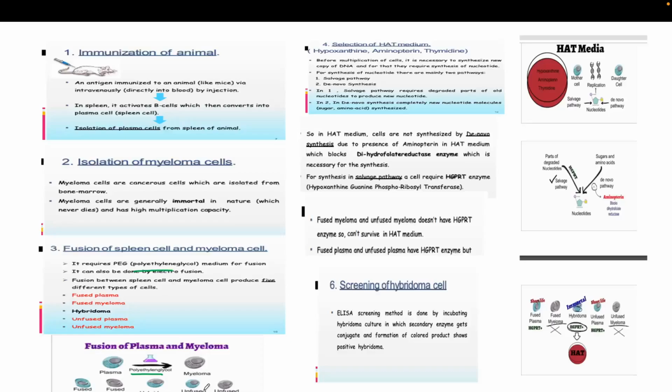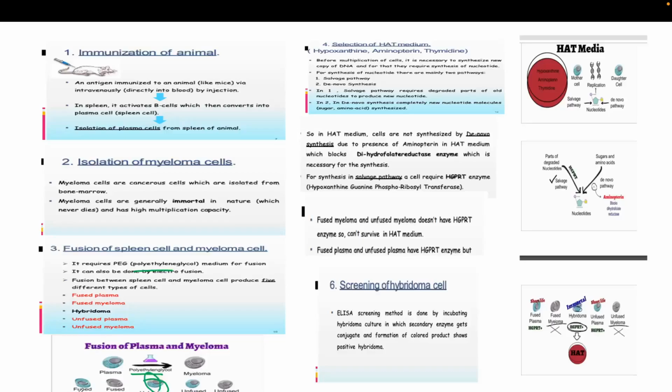The fourth one is that some plasma cells can't fuse, so they will remain as unfused plasma cells. Likewise, some myeloma cells also will not fuse, so they remain as unfused myeloma. So there are five possibilities: two fused, two unfused, and one hybrid cell. This hybrid cell you have to isolate in the next step.